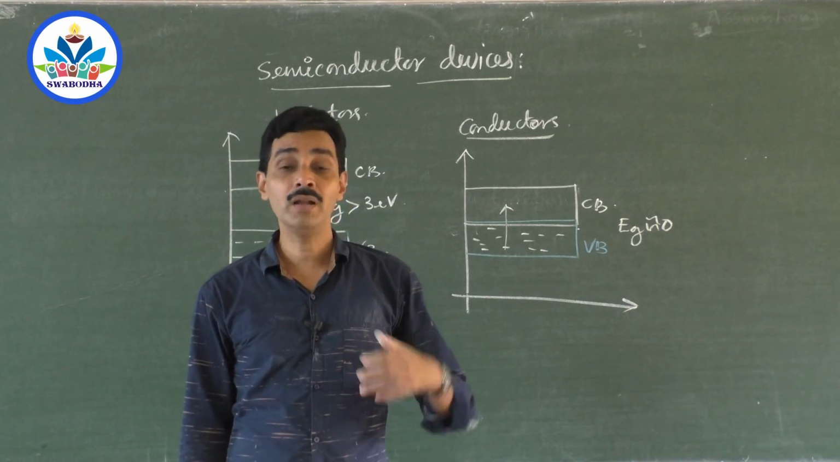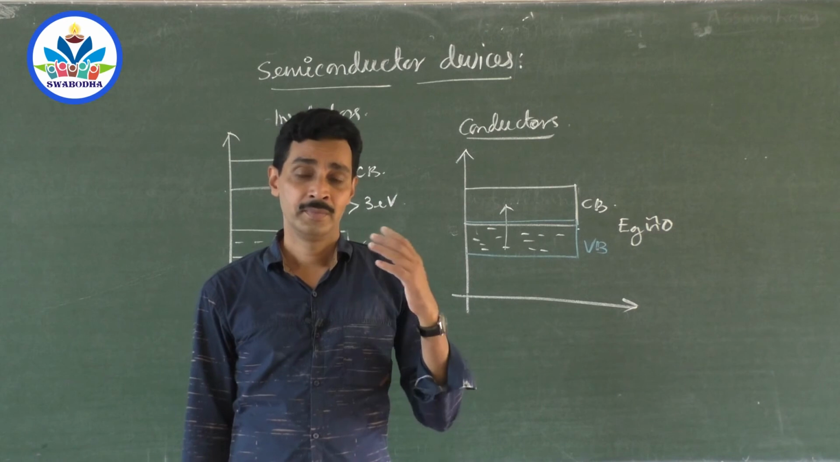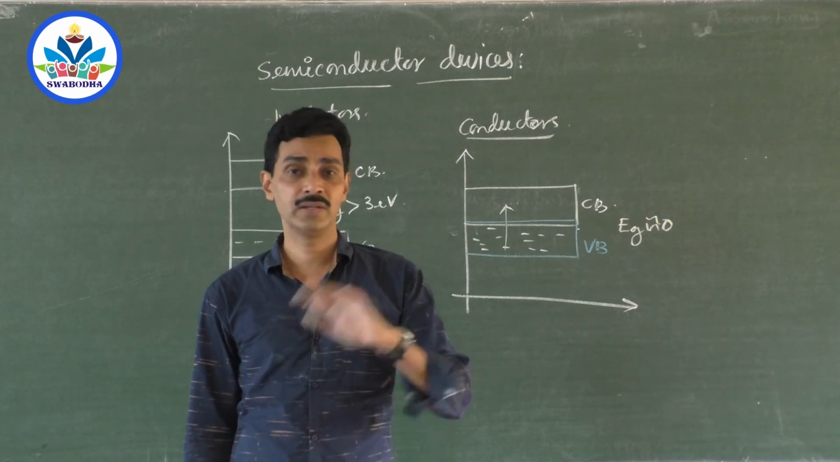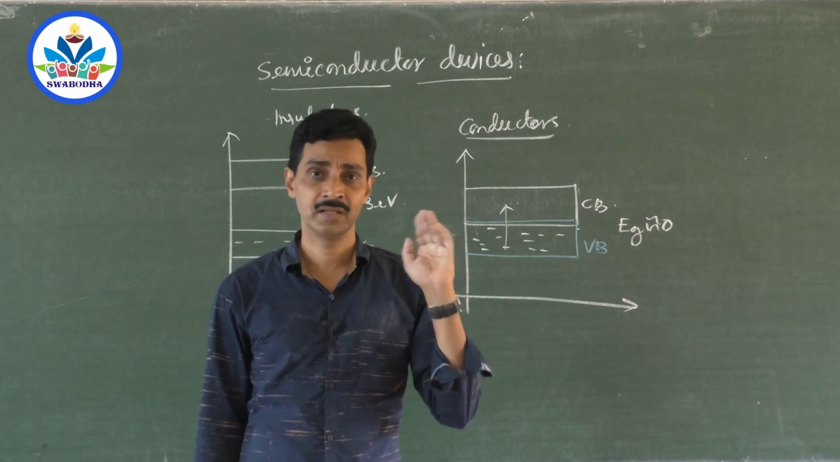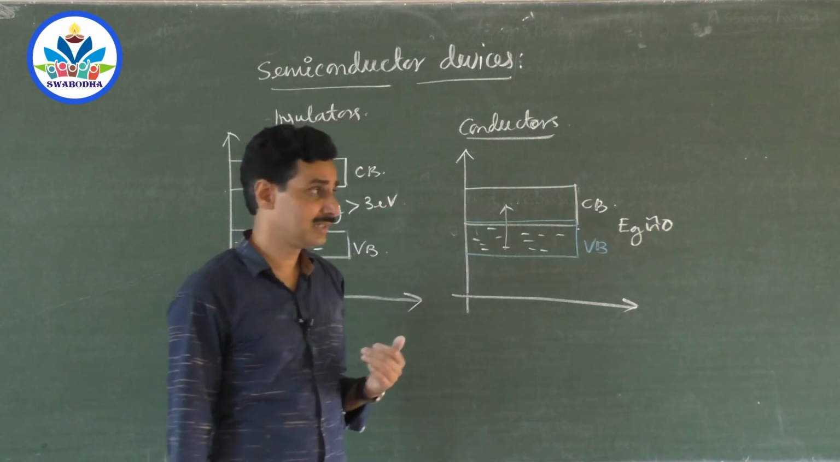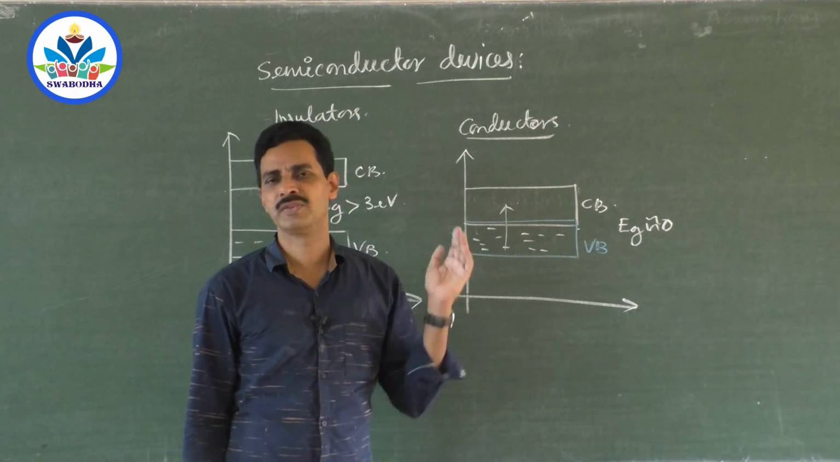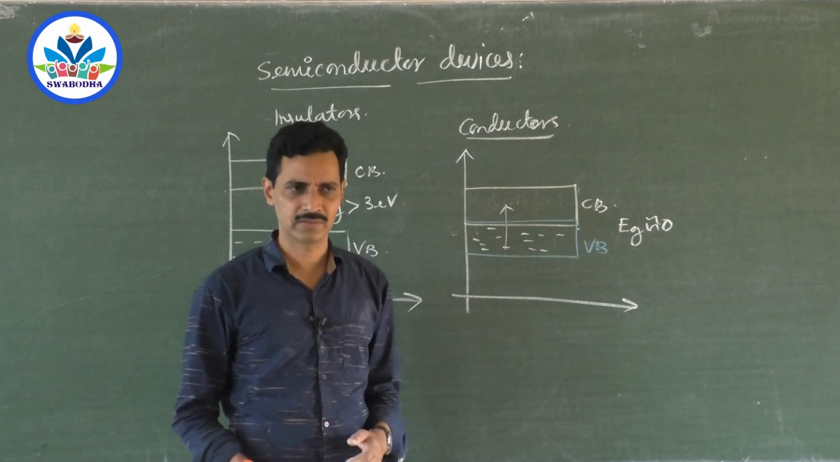So all conductors, copper, aluminium, silver, iron, are very good conductors of electricity at room temperature, because by using heat energy, almost all the electrons go to the conduction band. They become very free electrons. So there are plenty of free electrons.